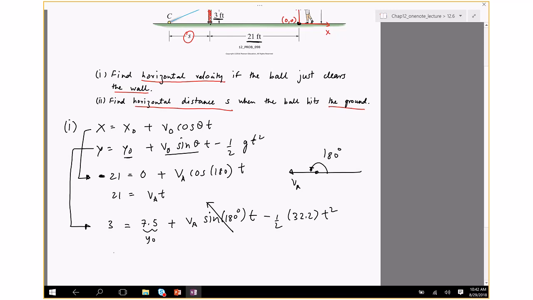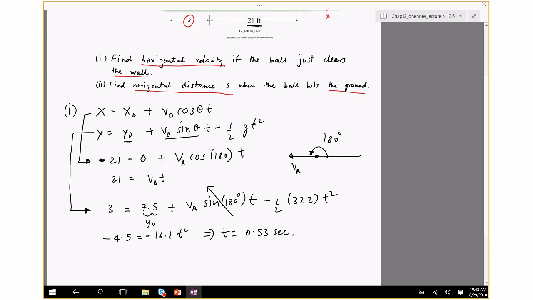From this, I get minus 4.5 equals minus 16.1 t squared, so I can solve for t. It's 0.53 seconds. Let's call this equation 1. Now I put t equals 0.53 in equation 1. I get 21 equals 0.53 times VA, and from this I can solve for VA. It's 39.6 feet per second. So that's my answer for part 1.